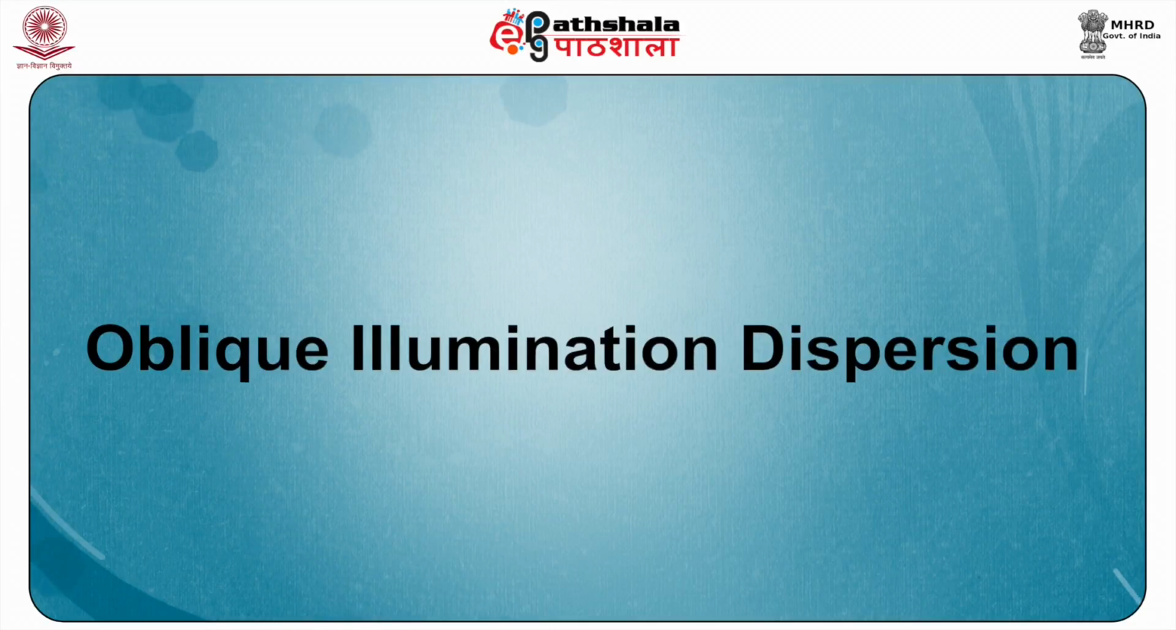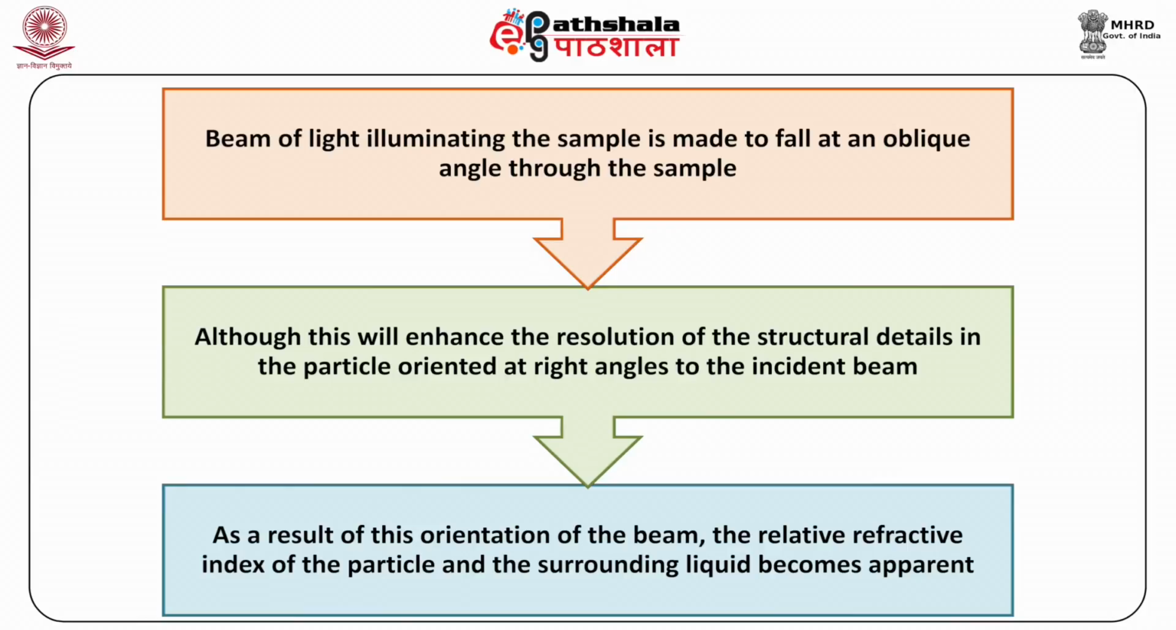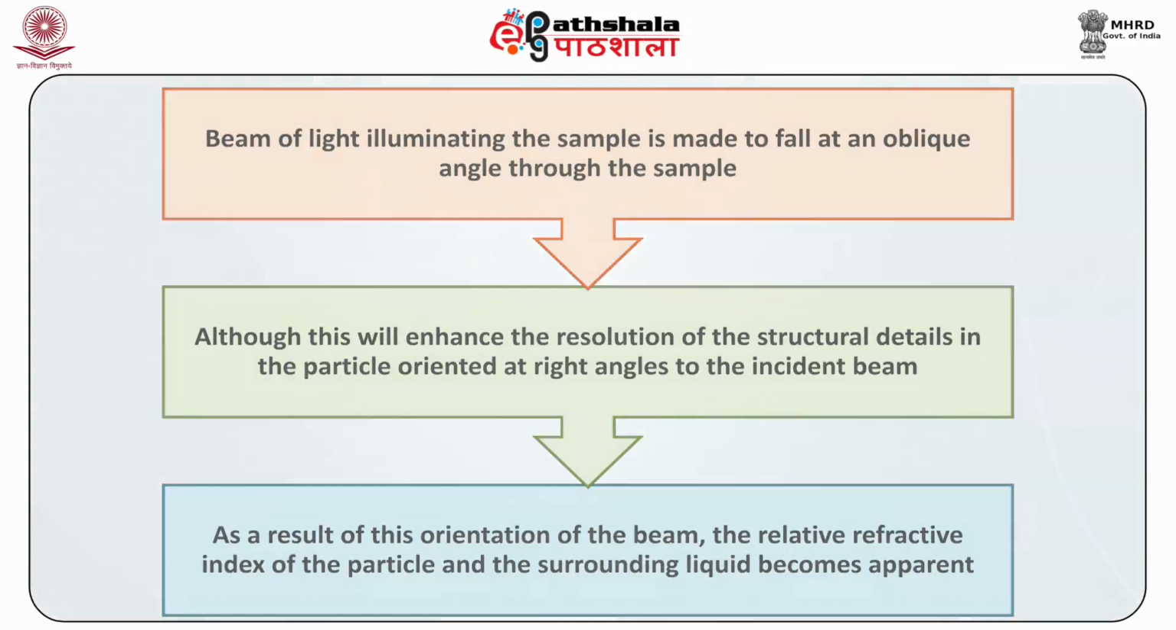Now coming to the oblique illumination dispersion staining. In this technique, the beam of the light illuminating the sample is made to fall at an oblique angle through the sample. Although this will enhance the resolution of the structural details in the particle oriented at right angles to the incident beam, some of the resolution of the features parallel to the direction of the beam is lost. As a result of this orientation, the relative refractive index of the particle and the surrounding liquid becomes apparent.